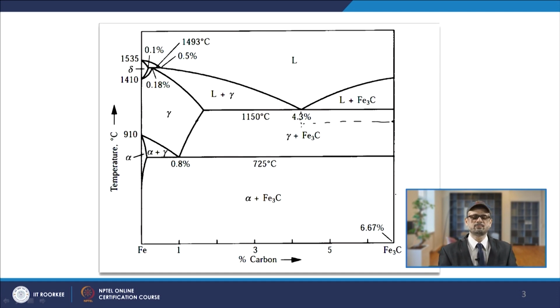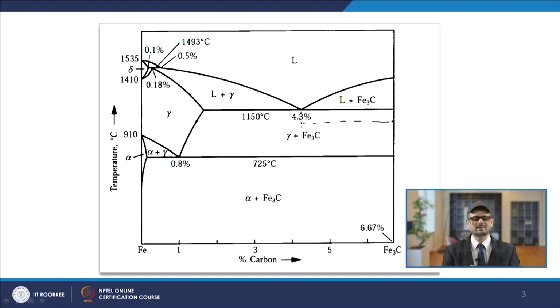However, the amount of gamma and Fe3C will certainly be according to the lever rule, and the amount of gamma which is formed will be this upon this, that is a fraction, and the amount of Fe3C formed will be based on this distance divided by the whole distance. So, that way you are getting the gamma plus Fe3C coming out. Now, when you come to this point slowly, once you reach this point, you know that you will have gamma of this composition.